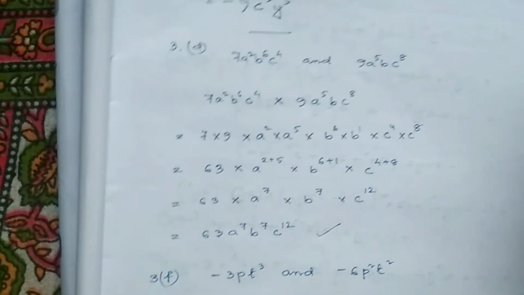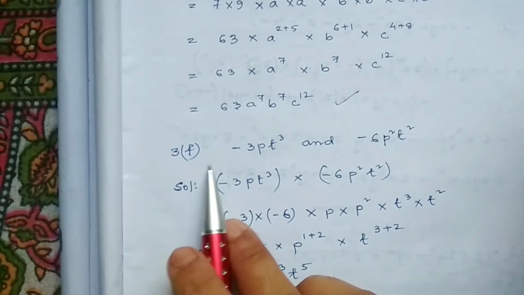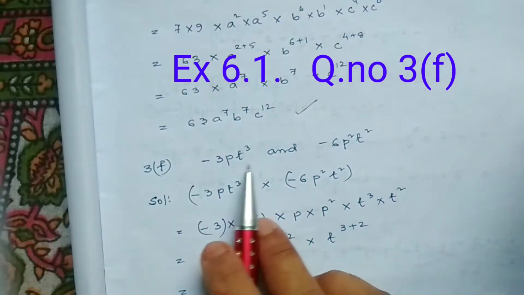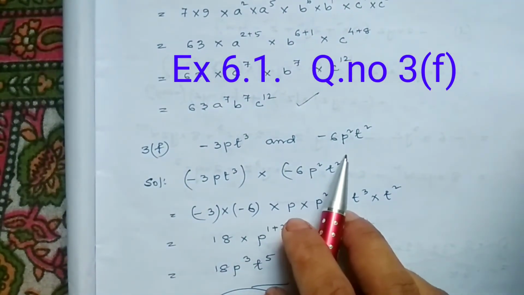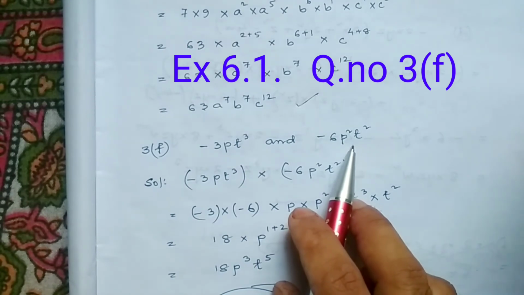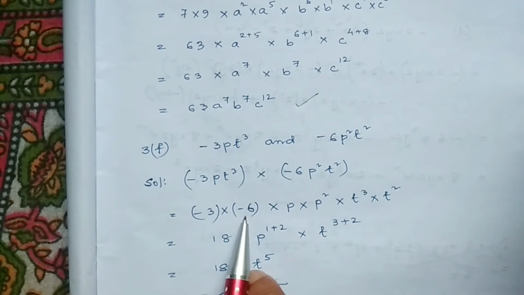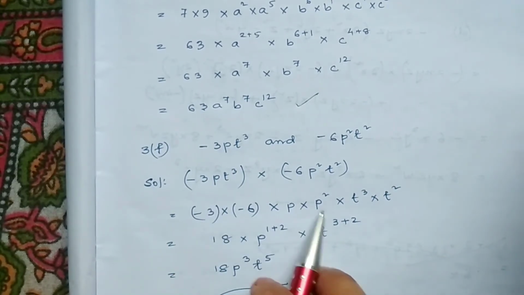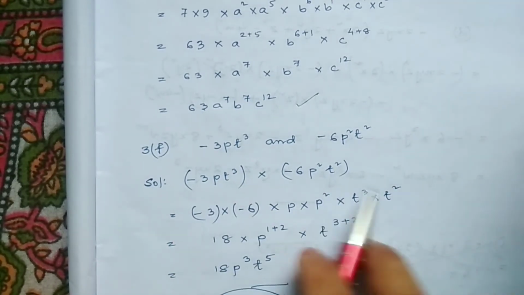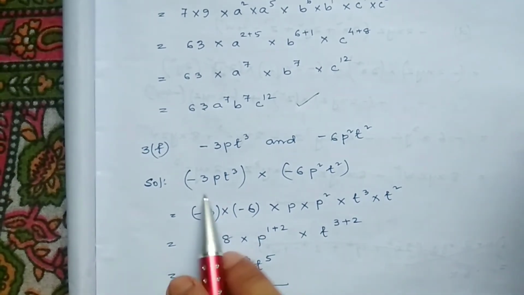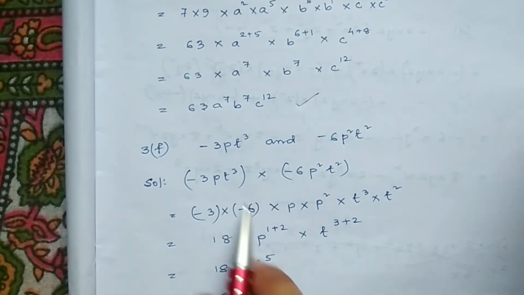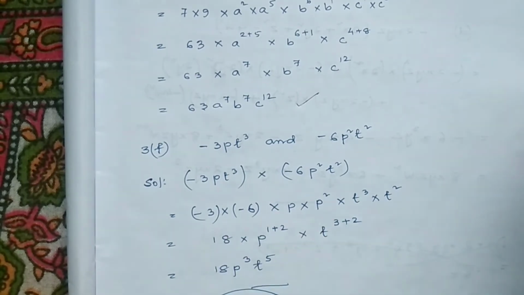Clear? Suppose next sum is minus 3pt cube and minus 6 p square t square. Here you have to multiply. So here minus 3 you write first, then minus 6, then p, then p square, then t cube, then t square. So same thing we have written, just all the numbers we have written first along with their sign, then p variable, then t variable. Clear? Minus minus plus, remember minus minus plus in case of multiplication. So minus minus plus we are not writing.